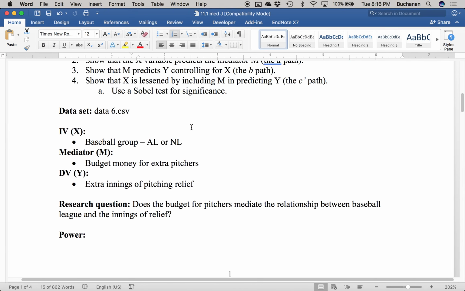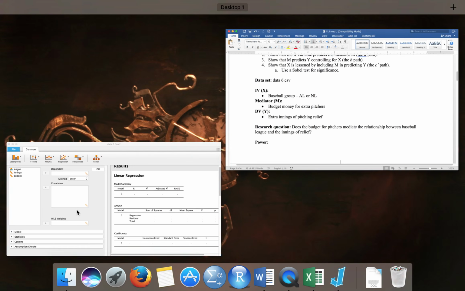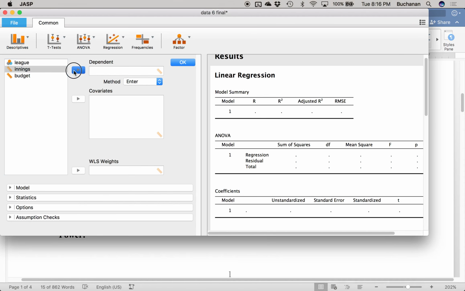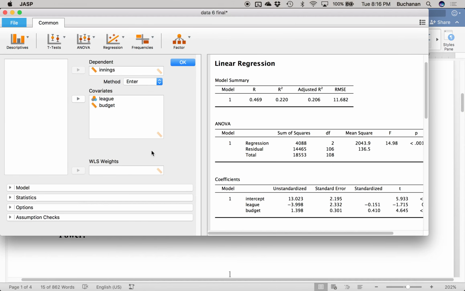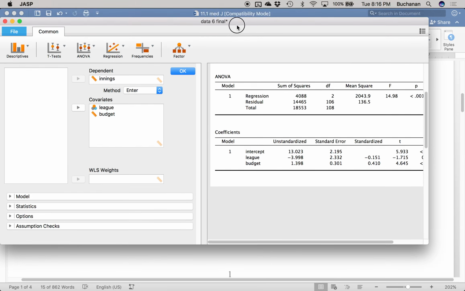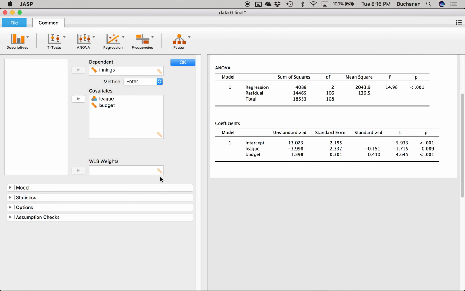So baseball group and budget money are X and M, and pitching relief or innings is our dependent variable. I'm going to take both of these and put them in as covariates. That's not step 1, that's actually step 3 and 4, but I want to look at data screening first. So for data screening, I need to screen both variables together.